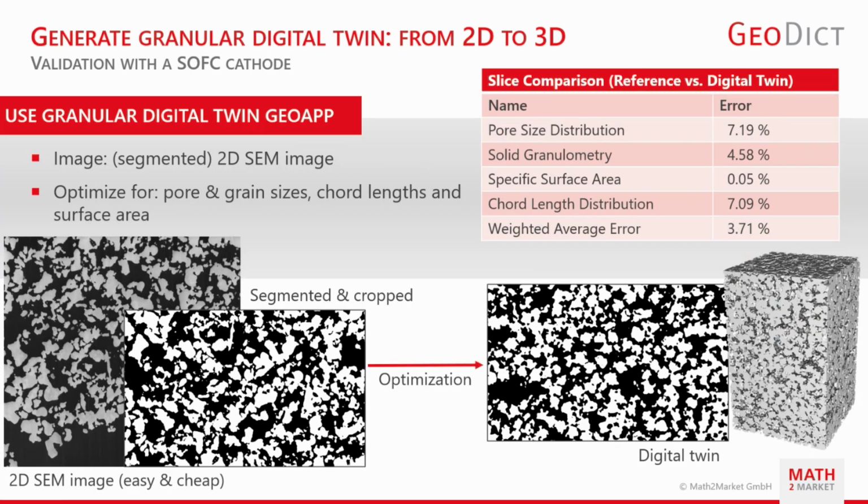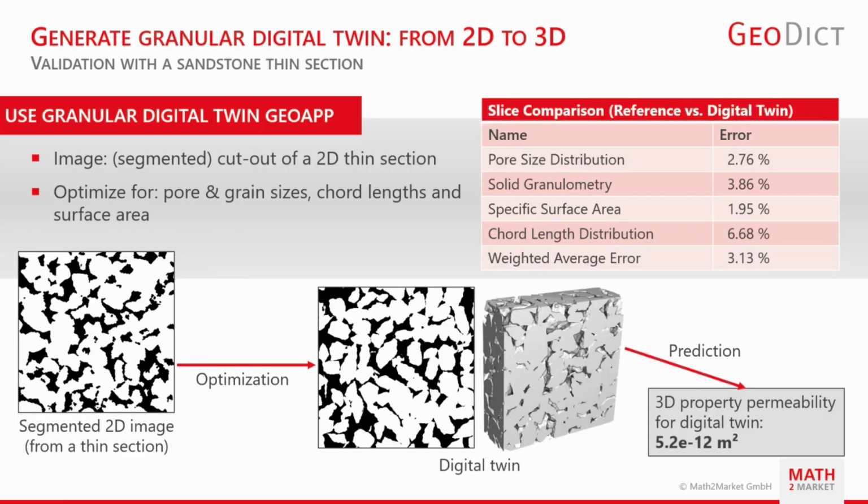So here's an example of the SOFC cathode, which you have already seen this morning. It's the same principle. In this case, we only have a 2D SEM image, but we were able to use this with the app and create a digital twin, which you can see on the right-hand side. Here is a sandstone thin section, also from a 2D image. You create the digital twin, and you can also predict then, of course, 3D properties like the permeability of this digital twin and have this information available to you.